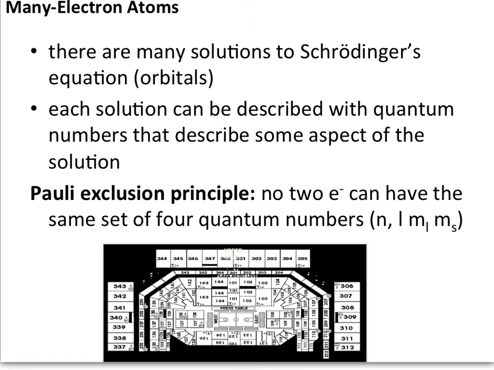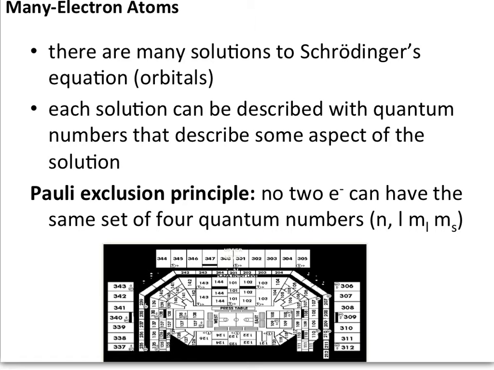So when we're dealing with many-electron atoms, we have the need to identify specifically where those electrons are primarily residing. And we've talked about Schrodinger's equation. We've talked about the solutions giving us structures known as orbitals. And we know that each solution to Schrodinger's equation gives us what's known as a set of quantum numbers. And this describes the solution to the equation, or the orbital, in specific ways.